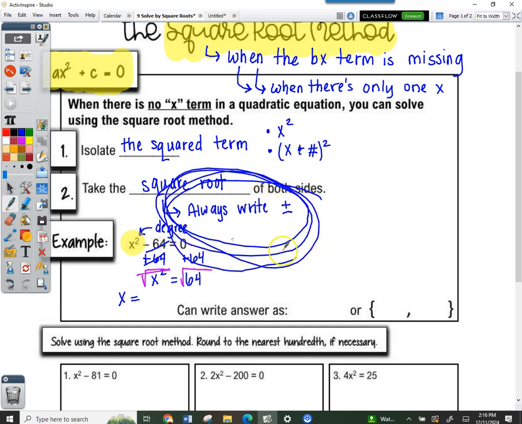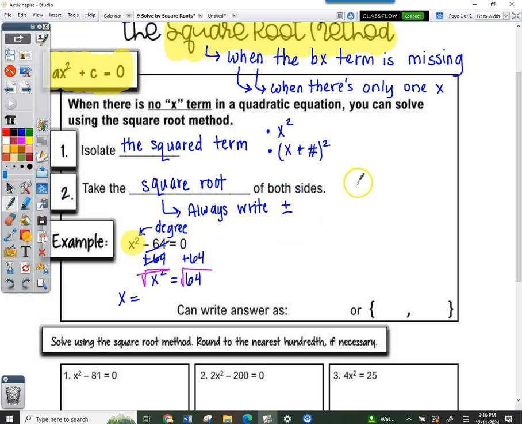It's positive. What's the square root of 64? It's 8. Well, is it 8 or negative 8? It's 8. Could it be either? No, it's always positive. Maybe.